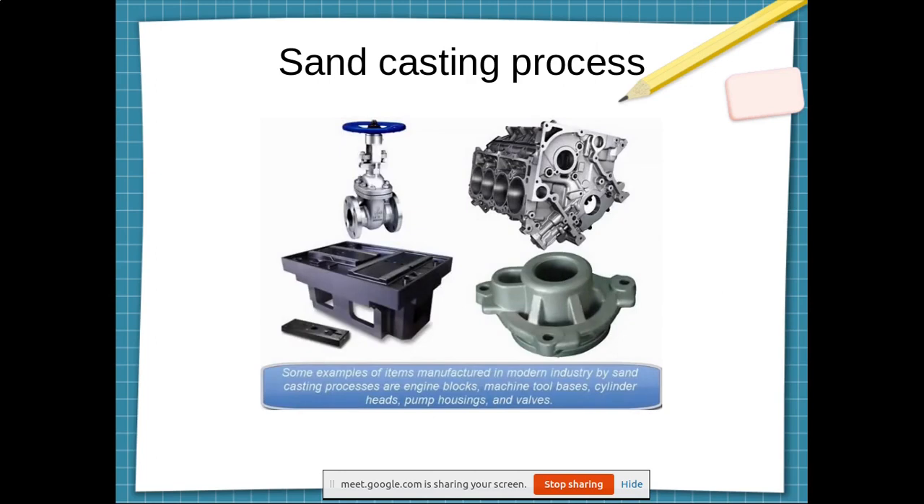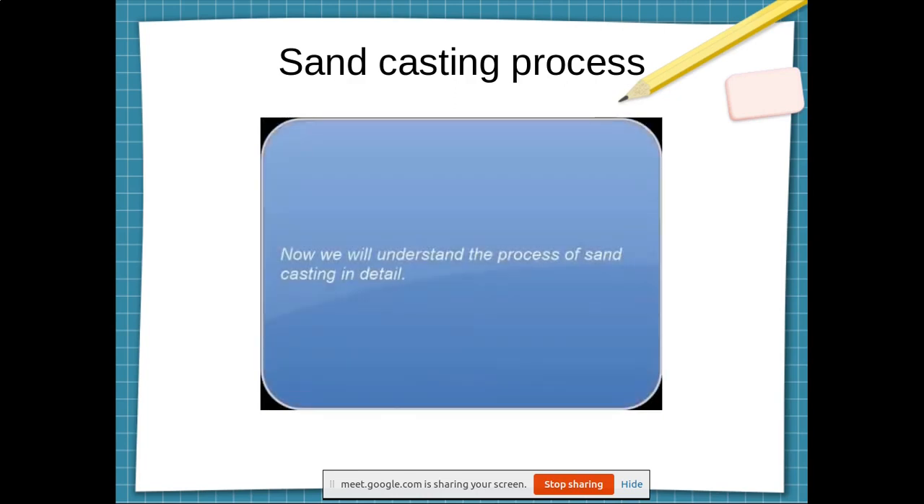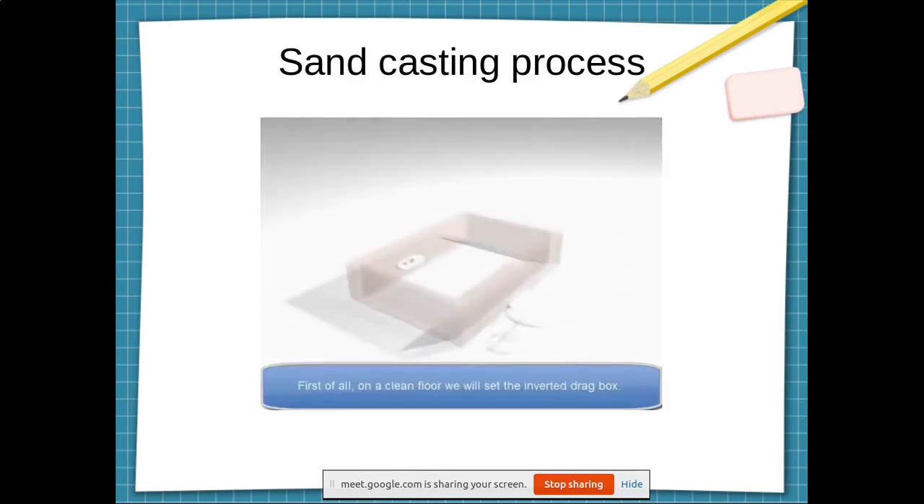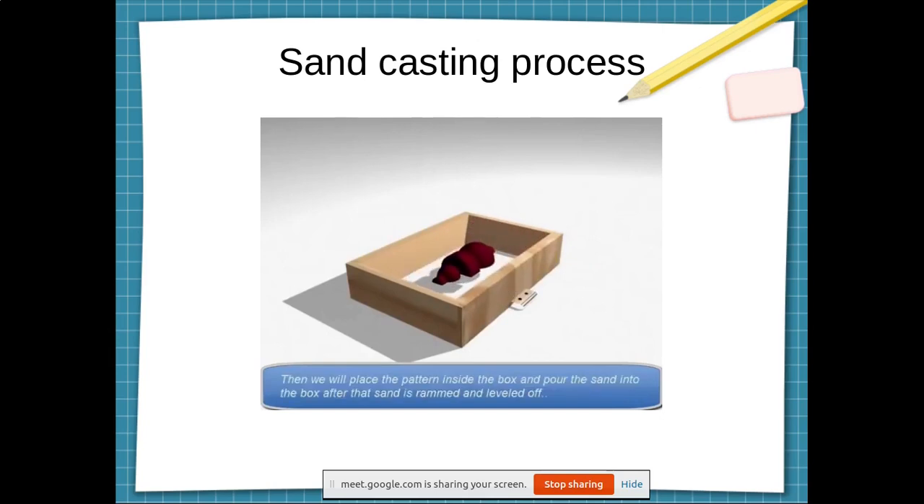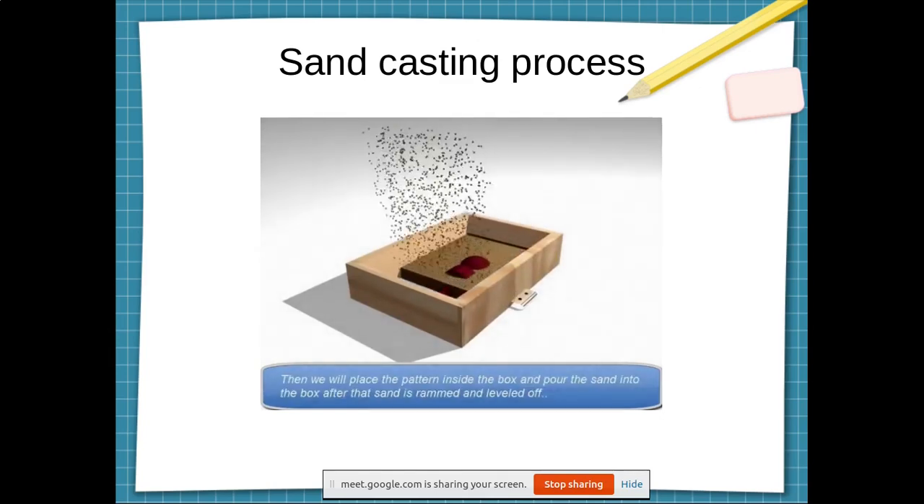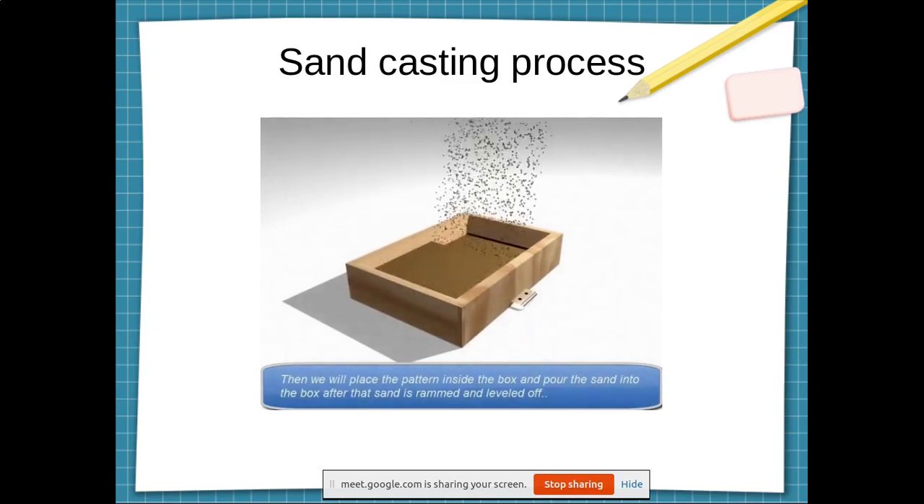Some examples of items manufactured in modern industry by sand casting process are engine blocks, machine tool bases, cylinder heads, pump housings and valves. Now we will understand the process of sand casting in detail. First of all, on a clean floor, we will set the inverted drag box. Then we will place the pattern inside the box and pour the sand into the box.